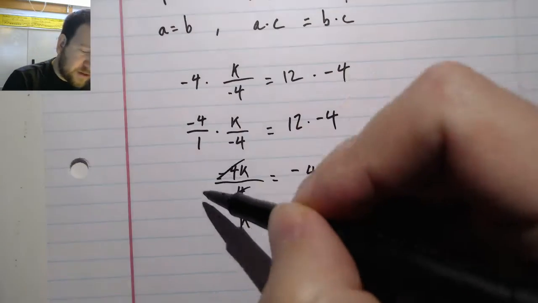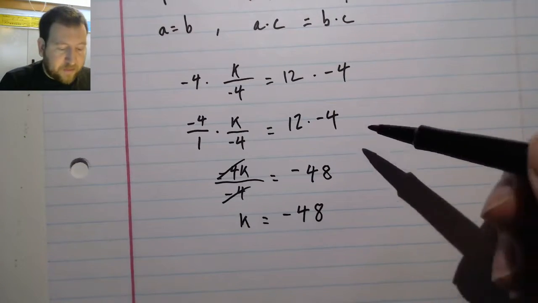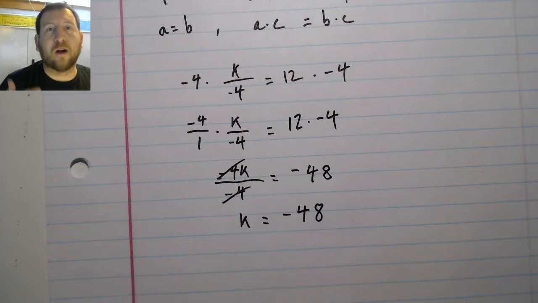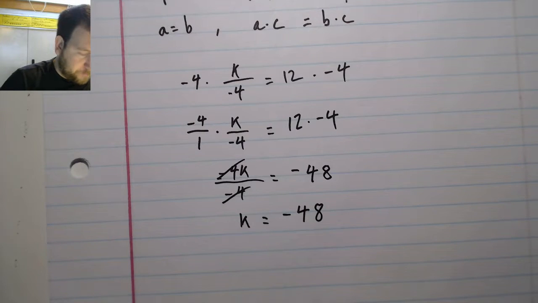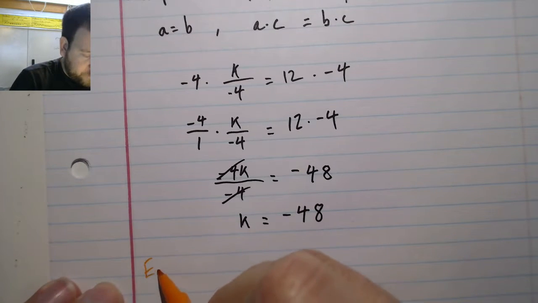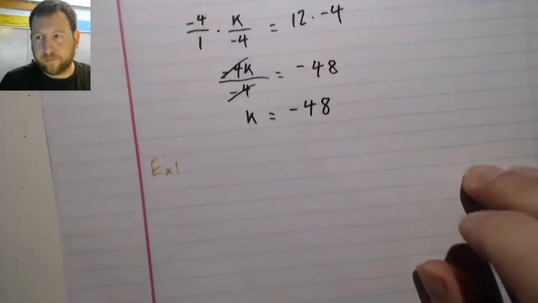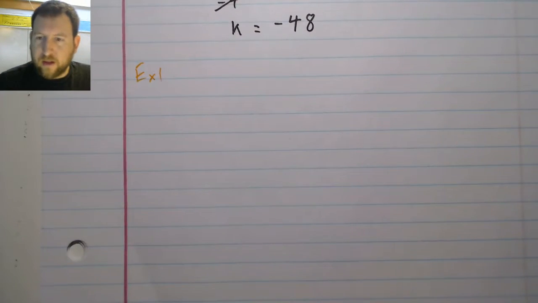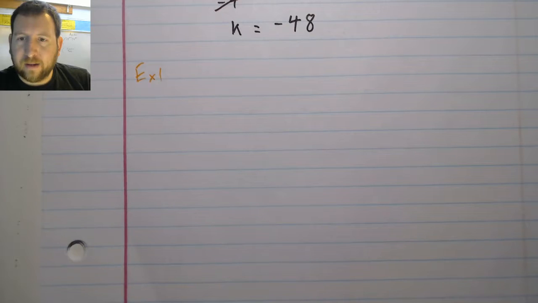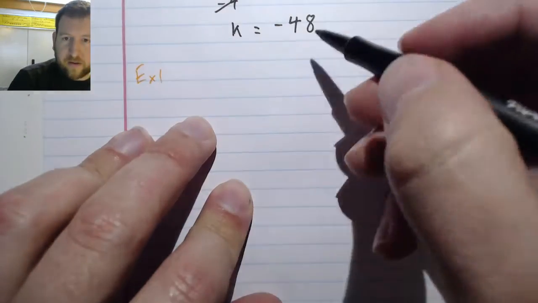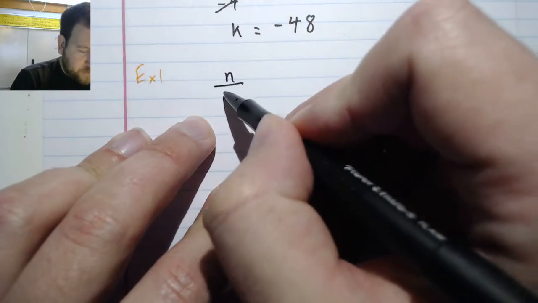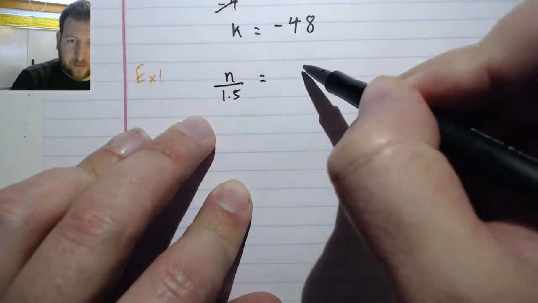Now, we don't need to show all of these little steps, but the big step that I want to see is what we are multiplying both sides by. So let's take a look at some quick examples before we finish. Example 1. Let's see, let me find one that I like. Okay. This one says n over 1.5 equals 10.